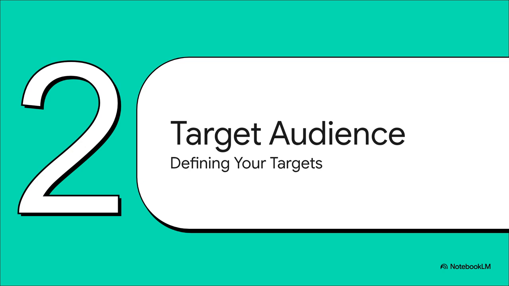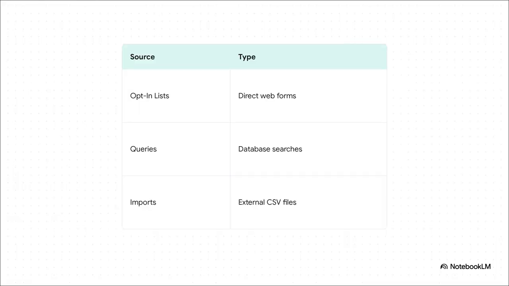All right, Section 2, defining your target audience. So if you're managing a campaign, the who is honestly just as critical as the what. In CharityEngine, you've essentially got three main buckets to define that audience. First up, opt-in lists. These are your direct signups from web forms. Second, queries, which are your customized database searches. And third, imports. So bringing in external data using CSV files. Knowing exactly which bucket you're pulling from instantly organizes your whole strategy.